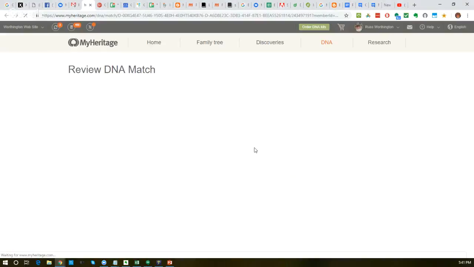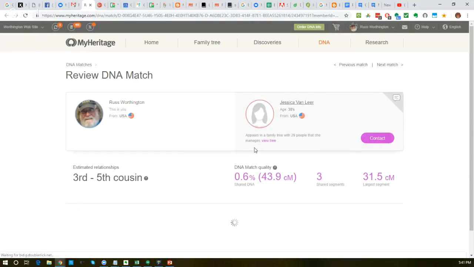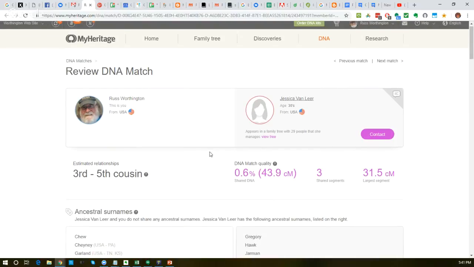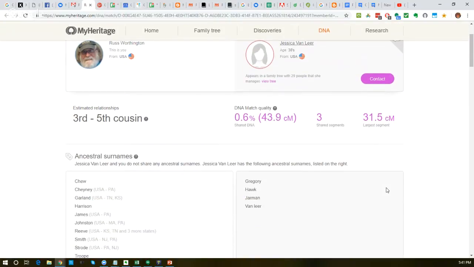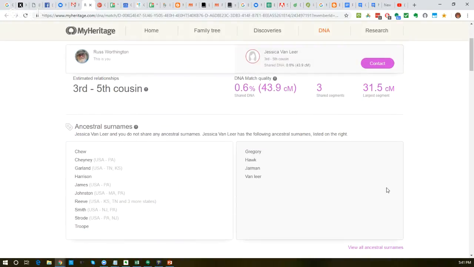So I'm clicking on it. It's taking me to the MyHeritage DNA page, which gives me some information, as I saw before. Now here's where I run into my first problem. I understand this kind of DNA is not surname based. If you're lucky, there will be a surname that you share between myself and the other person.